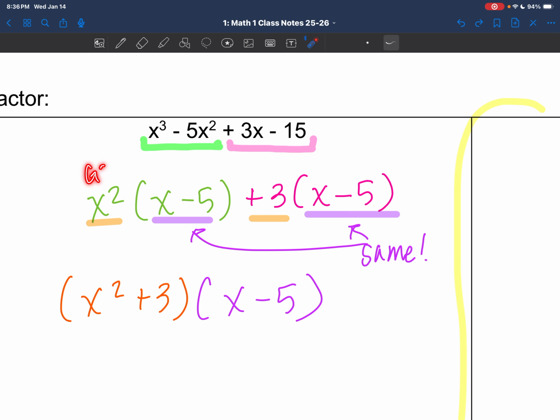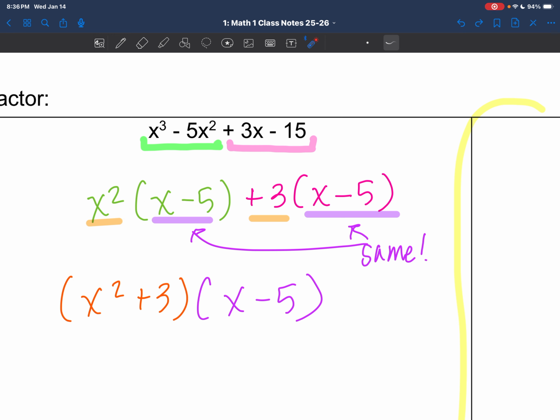So again, GCF, leftover. GCF, and leftover. All right. Now what we're going to do is take whatever your GCFs are and put them together to make one set of parentheses.